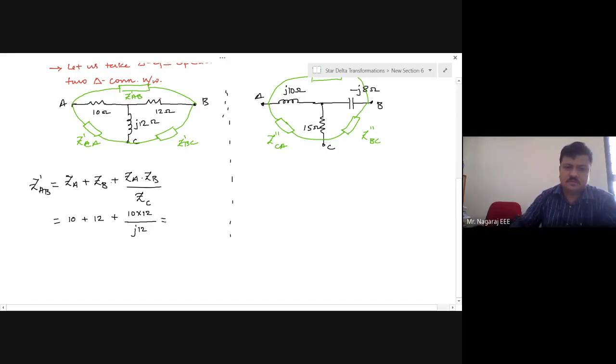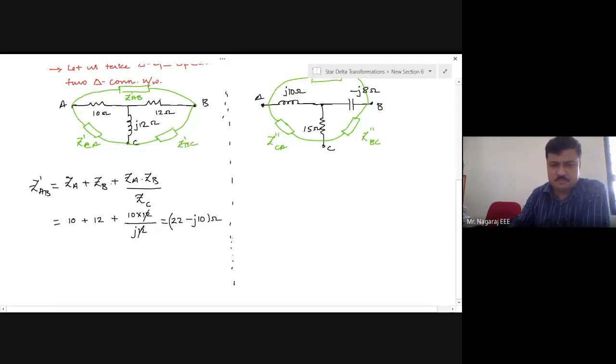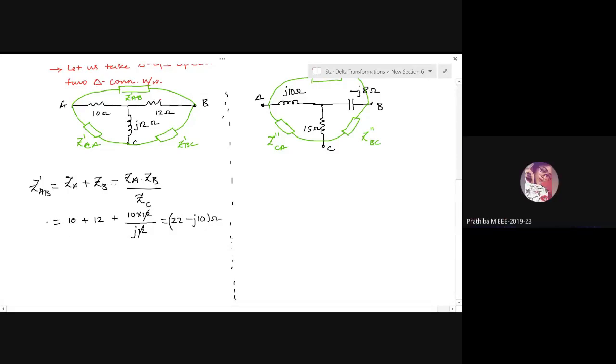Okay, so this is 22 minus J10. 10 plus 12, 22. This 12 will cancel. J is in the denominator. When it comes to numerator, it becomes minus. So 22 minus J10. Even if you put in the calculator, you will get the same thing. Okay. All are getting same? Yes, sir.